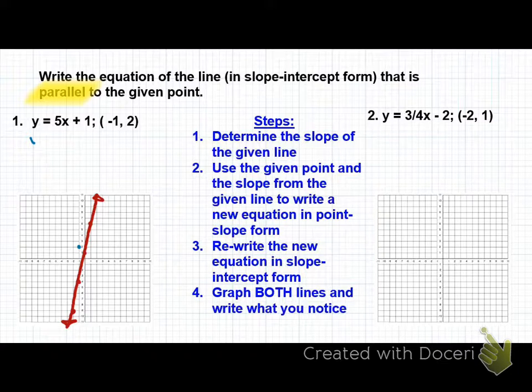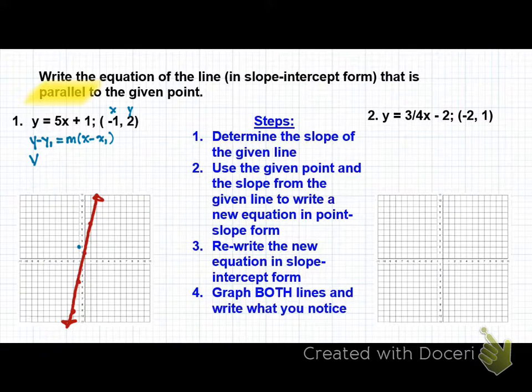Okay, so how do we get this parallel line here? The first thing you want to do is start with the point-slope form. So it's y minus y1 is equal to m times x minus x1. So what is our y1 and our x1? Remember over here, here's our x and our y. Our x is negative 1, and our y is 2.